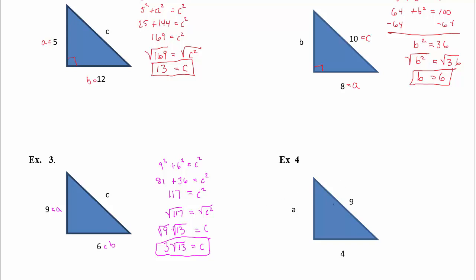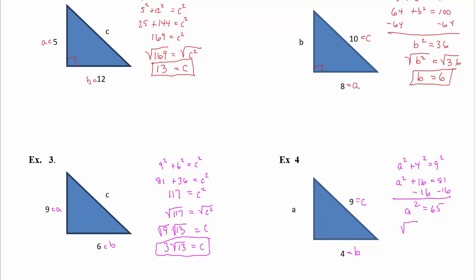How about one more of these? Again, we're missing A this time. One of these is B, one of them is C. The question is which? Well, the longest side is always C. We can easily see that the longest side is 9. So I'll label 9 as C and 4 as B. So A squared plus 4 squared equals 9 squared. A squared plus 4 squared is 16 equals 81. If we subtract 16 from both sides, we get A squared equals 65.